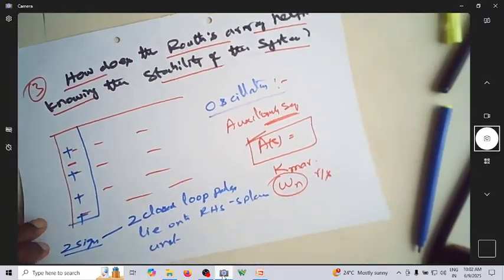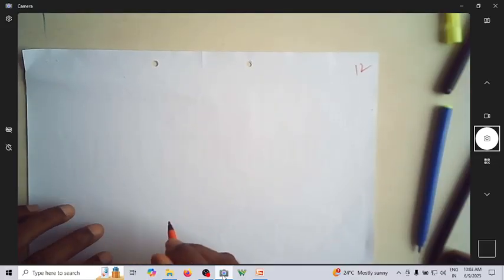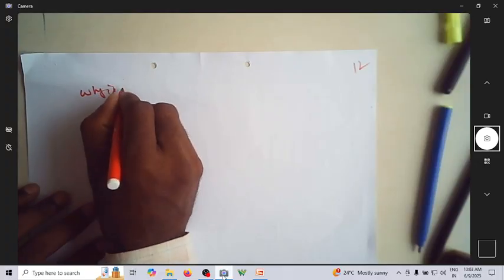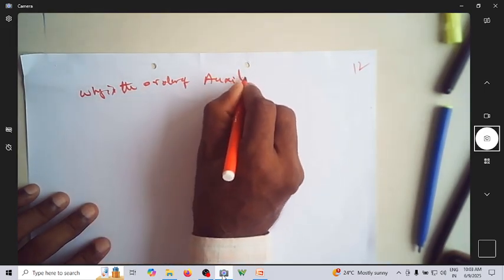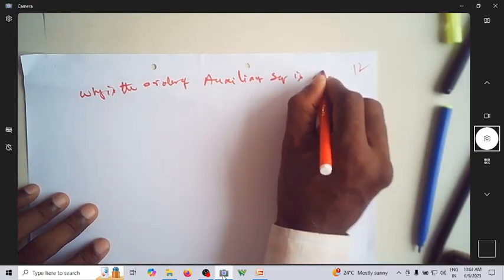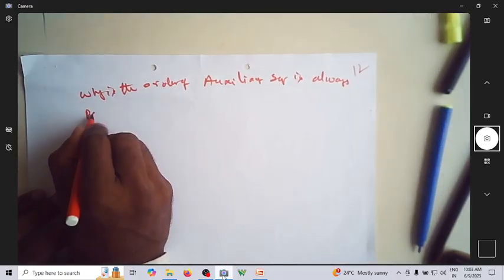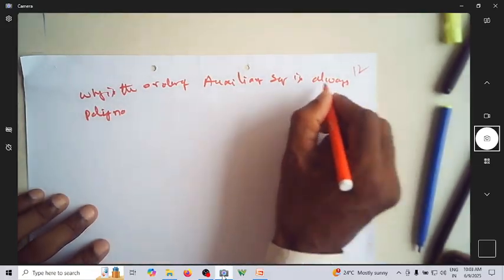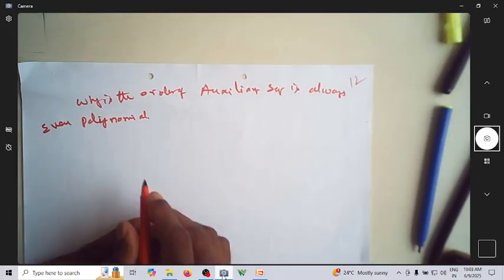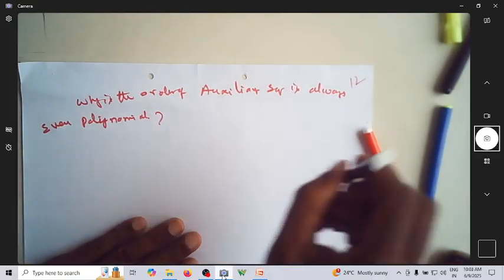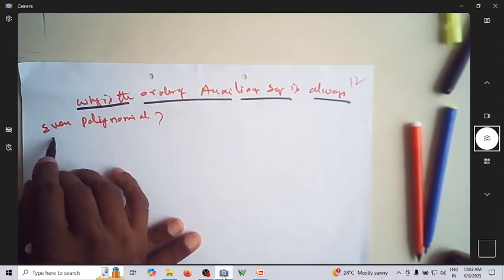Okay, this is our third question. Next: why is the order of the auxiliary equation always an even polynomial? Sorry, even. So there's the question: why is the order of the auxiliary equation always an even polynomial?